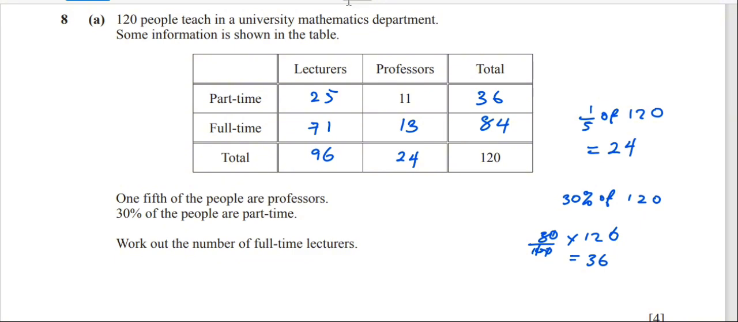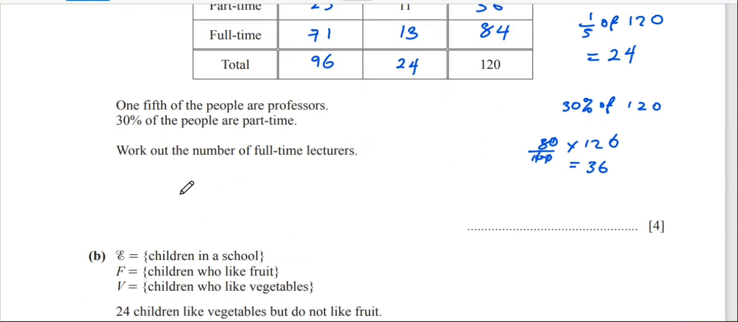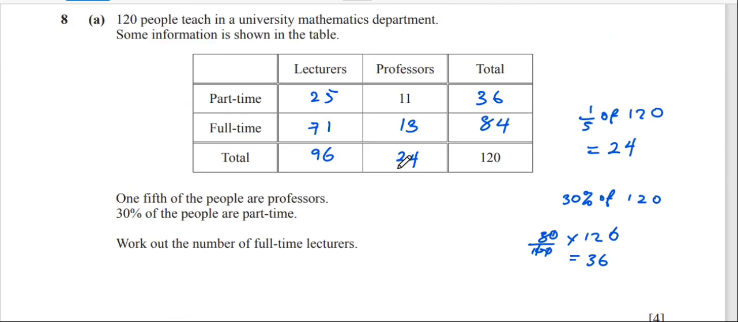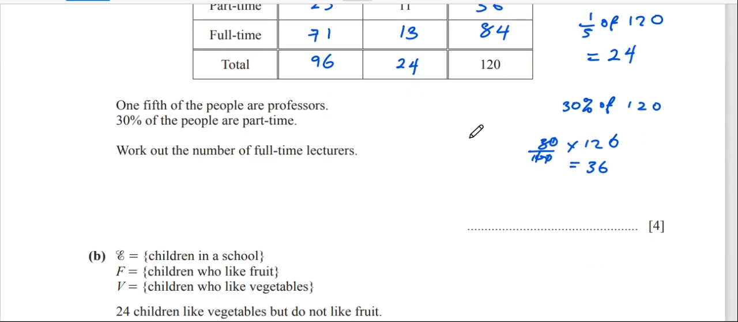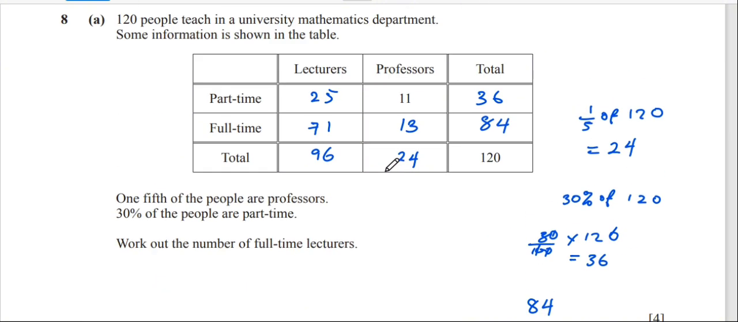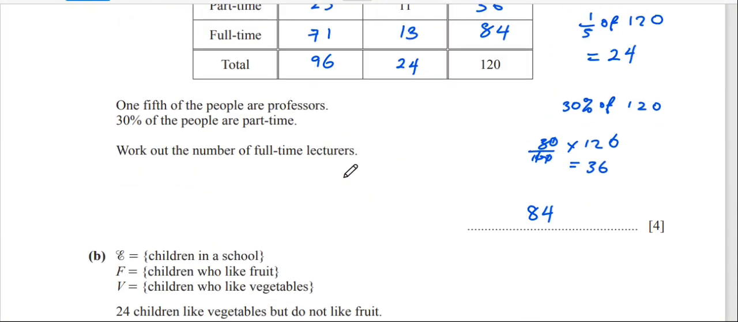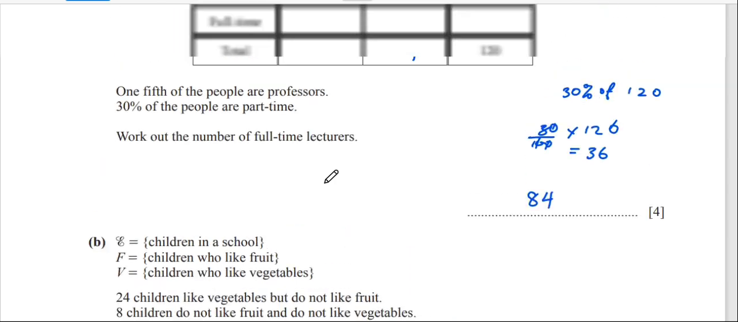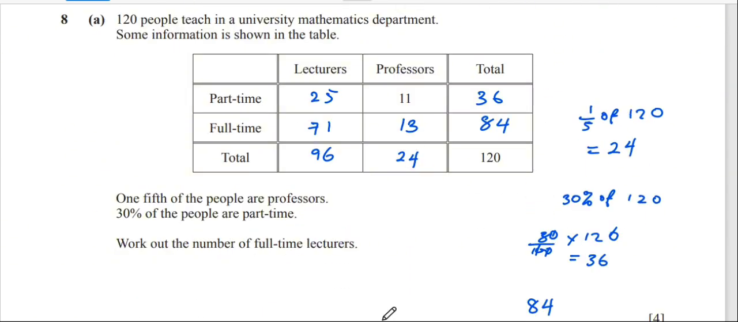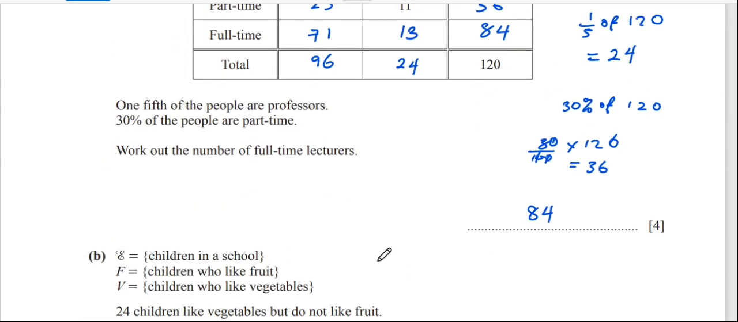They say work out the number of full-time lecturers, which we have there already. So that's 84. Oh, there's a little mistake here. We are asked for full-time lecturers, not professors, so we have to clean that. Okay, so we have 71. So which is this. All right, so we can come to, I think, the last question now.